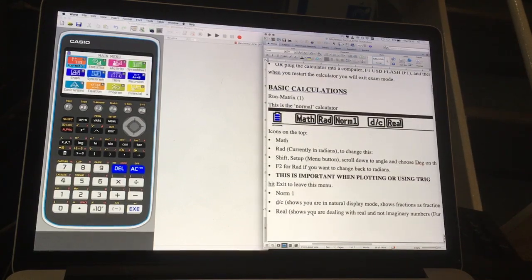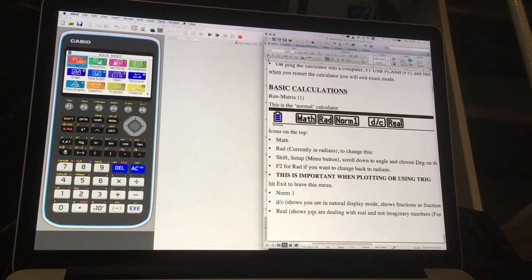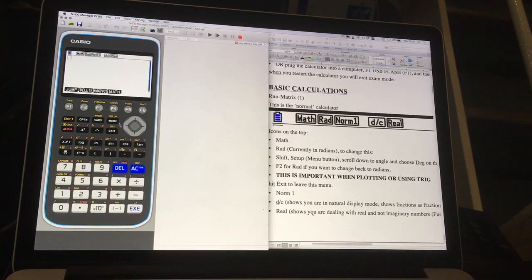Right, basic calculations then. So if you guys could go to Run-Matrix, which is the first option in the top left corner there. This is your standard calculator. When you do that, you will see on the top you've got some icons. So you've got Math, Rad, Norm 1, D over C, and Real. So all you really need to worry about here is that it says those terms. That's kind of the basic setup that you want to keep your calculator at.